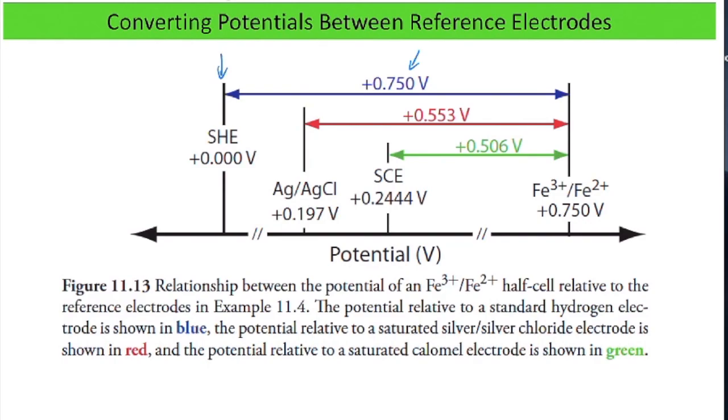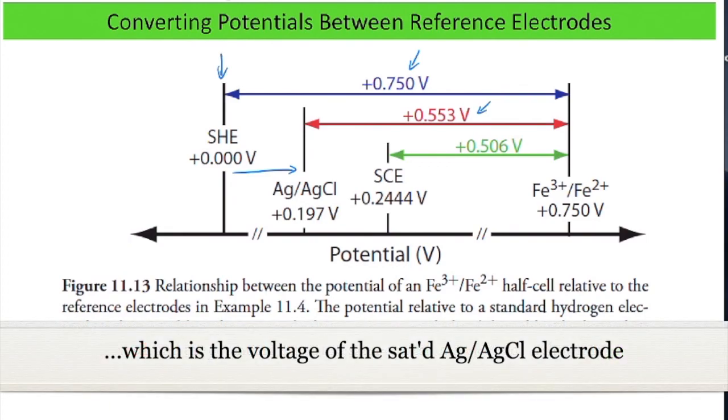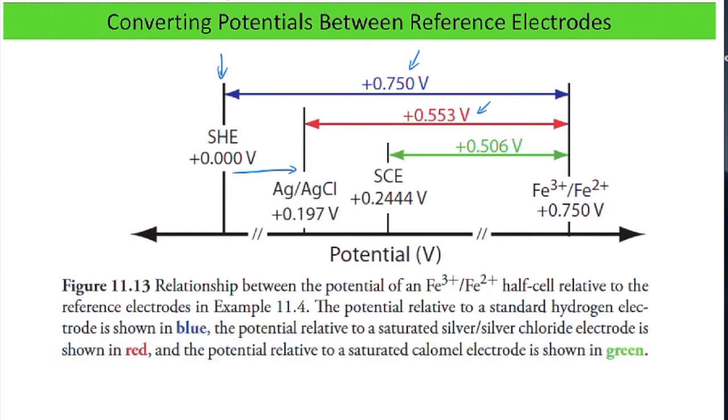But if you use a silver-silver chloride electrode, you get a different voltage of 0.553 volts, and the difference between the standard hydrogen electrode and the silver-silver chloride is going to be this here, which turns out to be 0.197 volts. So using this chart, you should be able to convert between different reference electrodes, and you'll get a little bit of practice doing that on the worksheet.